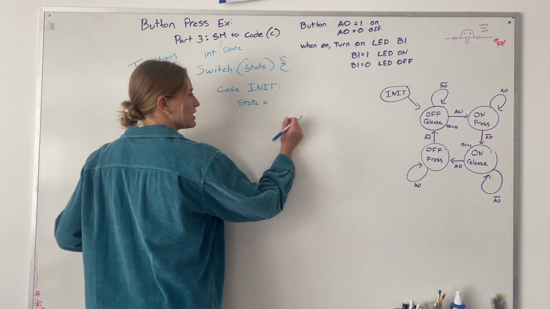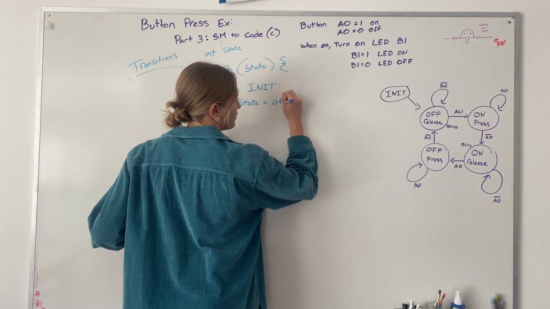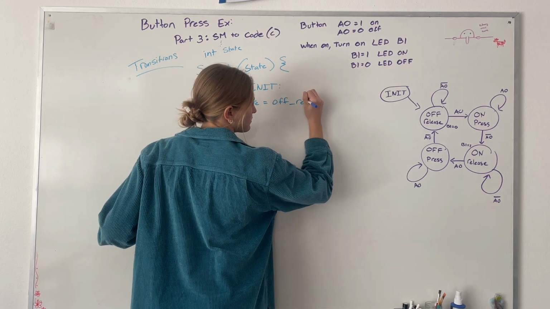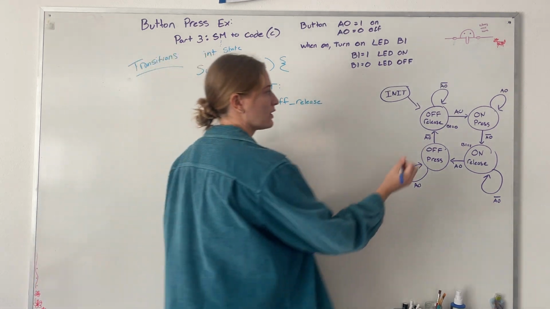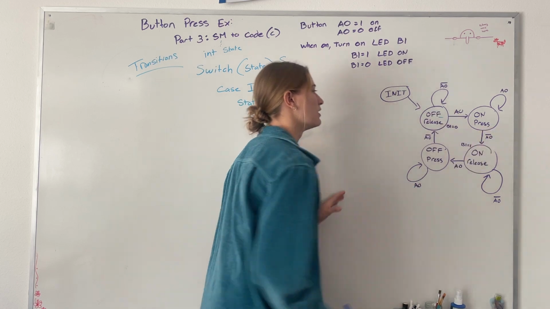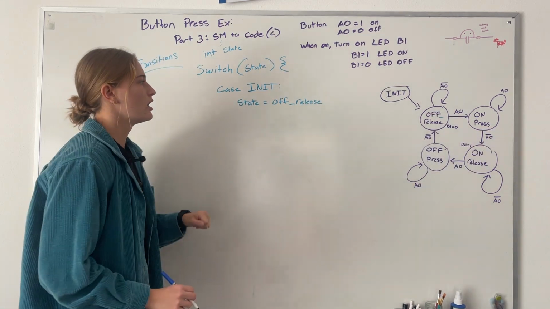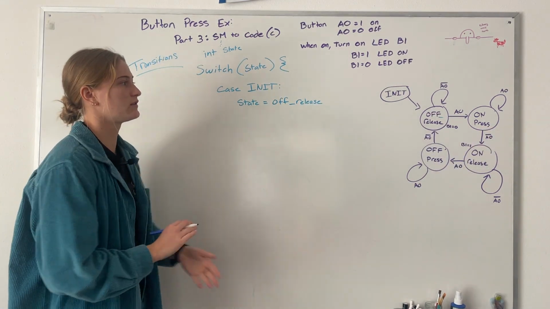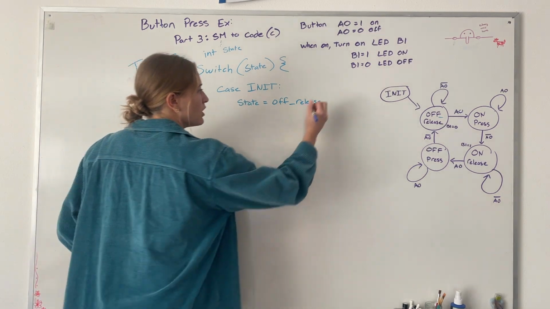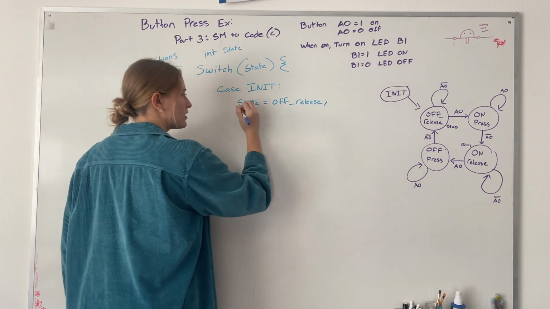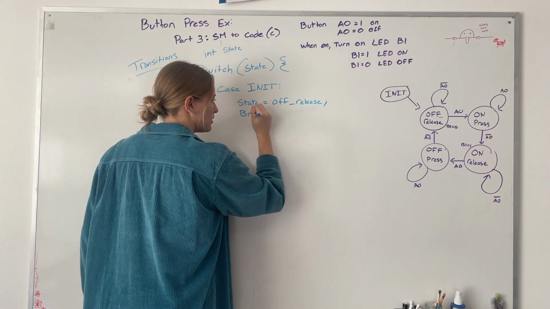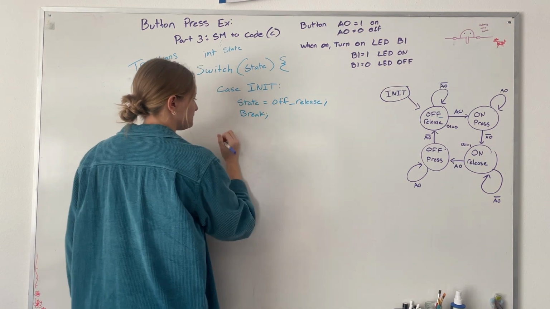So that means that our state is going to be off, and we're going to call this off release. If I was really proper, I would write off underscore release and have it match this exactly. And that's what you should do. But for this case, it's easier to write it like that. So that's our state for our case initialization. And then at the end of that, we're always going to end with a break statement.